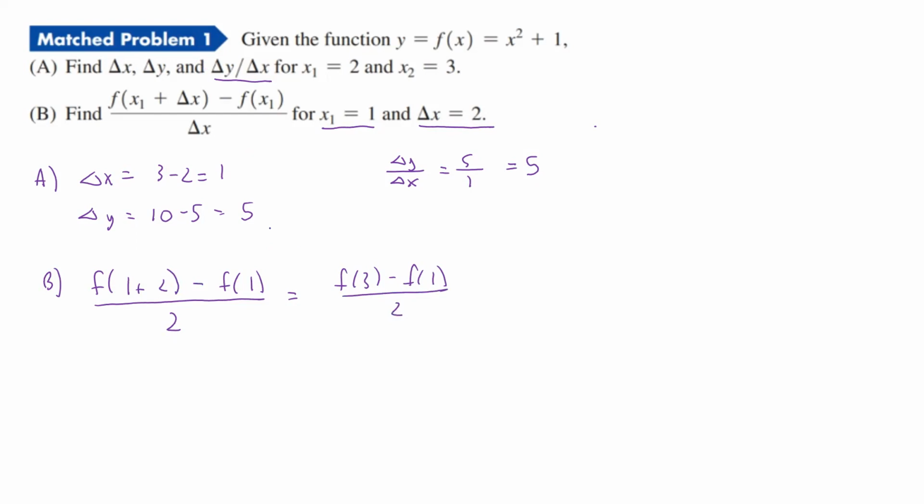Well, f of 3 is the same as this one, so that's going to be 10 minus f of 1. If we plug in 1 here, that's 1 squared plus 1 is 2, and then we have over 2. So 10 minus 2 is 8 over 2, and that's going to be equal to 4. So that's how we can use our deltas and plug everything in and get our values out for what they're asking for. Let's stop there and we'll come back for more.